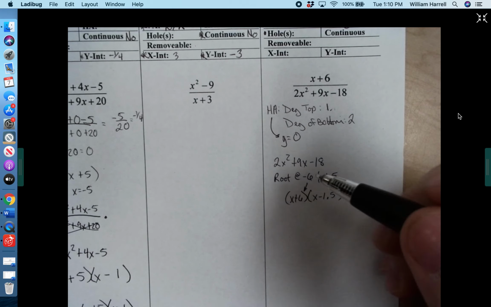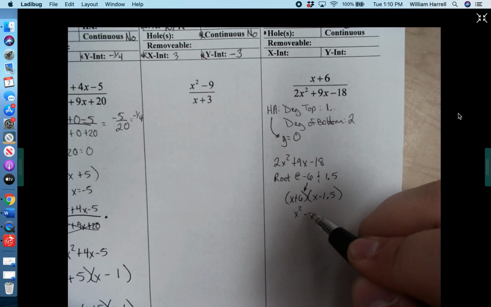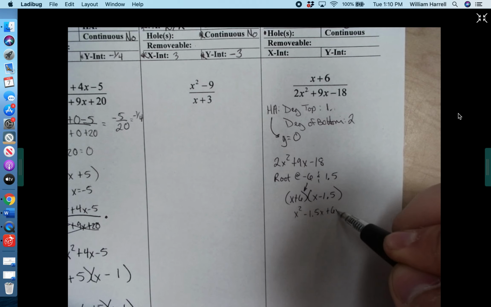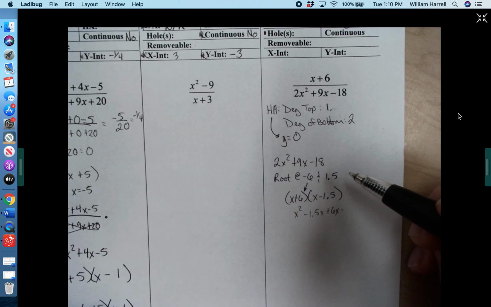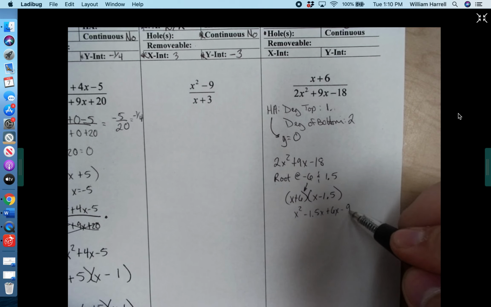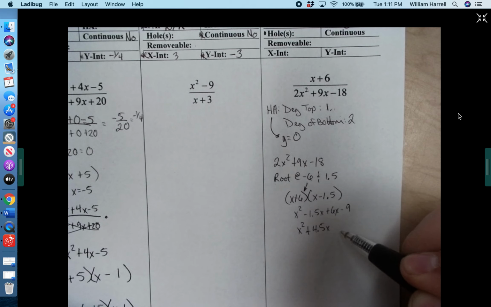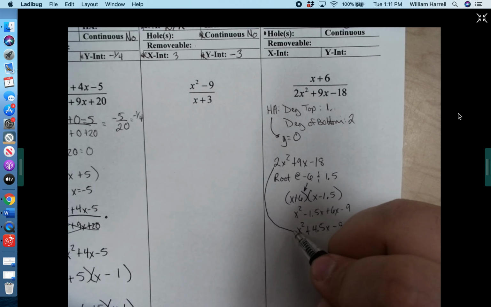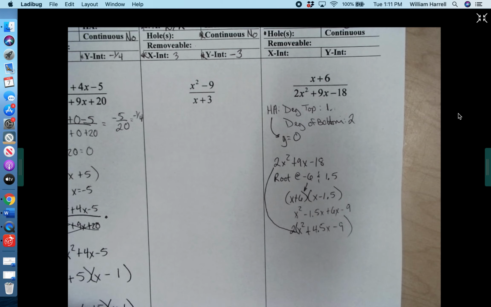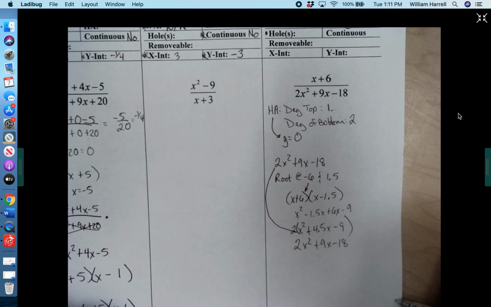However, when I multiply these things, I get x squared minus 1.5x plus 6x minus 9. And this simplifies to x squared plus 4.5x minus 9. And this is not the same. The reason it's not the same is because there was a 2 when you factored it out. Now if I distribute, 2x squared plus 9x minus 18.